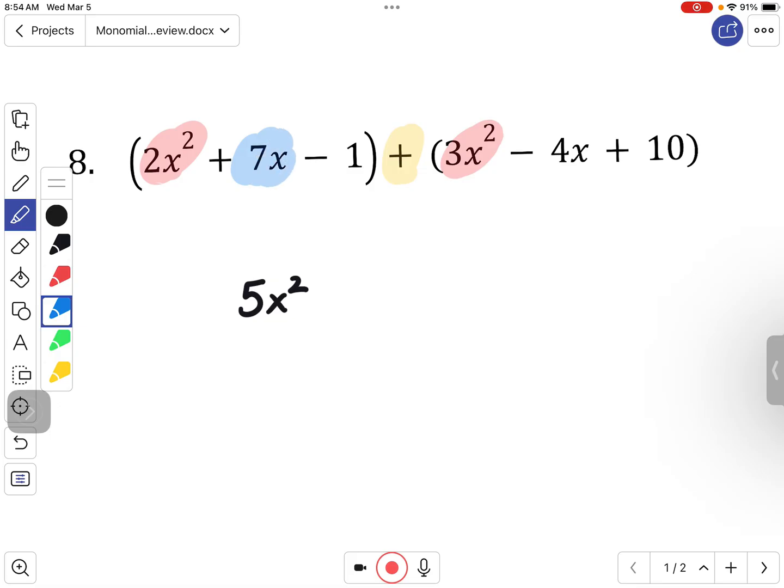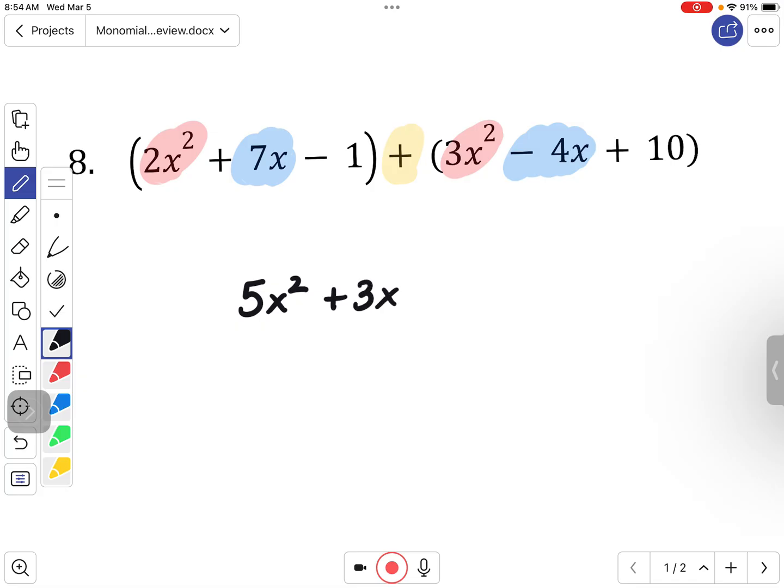I have 7x plus a negative 4x, or 7x minus 4x. That's going to give me a positive 3x. And then I have a negative 1 plus 10. That's going to give me a positive 9.